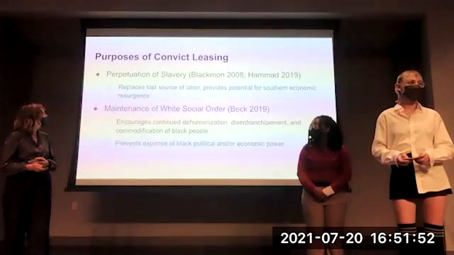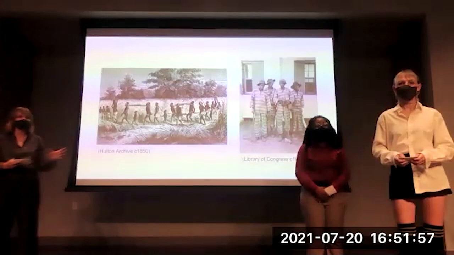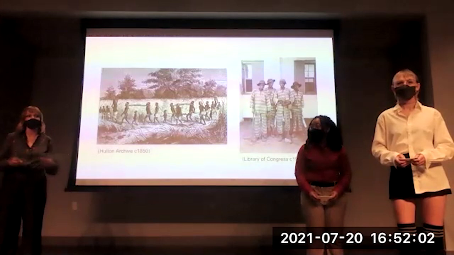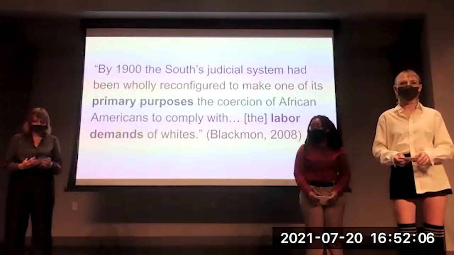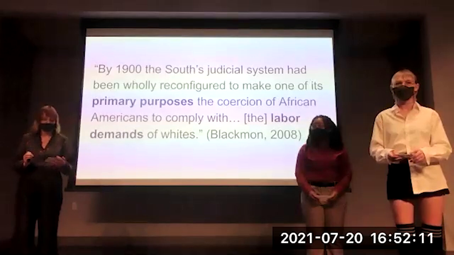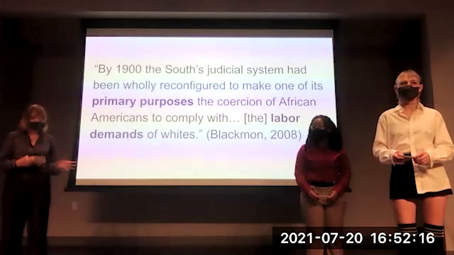As we can see in these two images, the similarities are painstakingly obvious. Convict leasing essentially became a new version of slavery. This quote reads, by 1900, the South's judicial system had been wholly reconfigured to make one of its primary purposes the coercion of African Americans to comply with the labor demands of whites. And at this time, 70% of some states' annual revenue came from convict leasing.